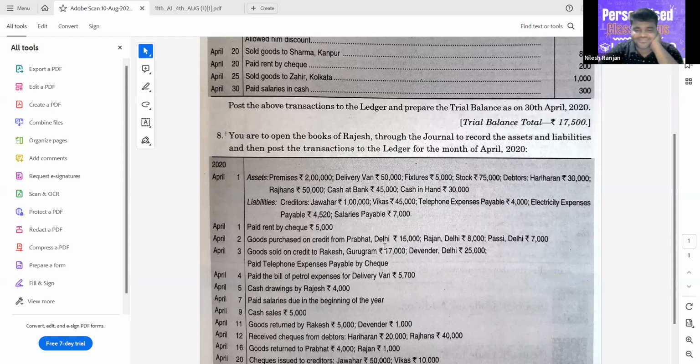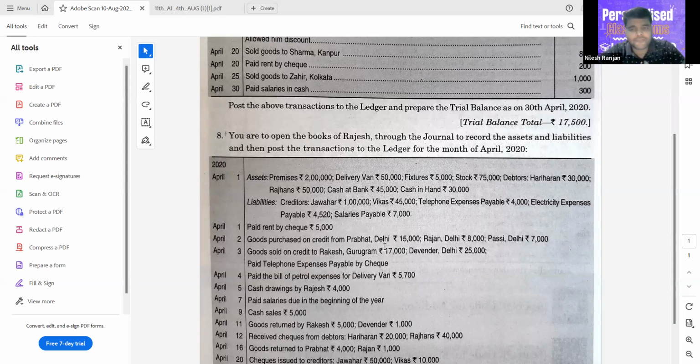My eyesight is very bad. Okay. Delivery account, on the debit side, by balance 50,000. Fixtures account, on the debit side, by balance rupees 5,000, and stock account.